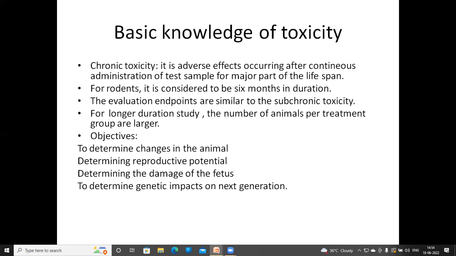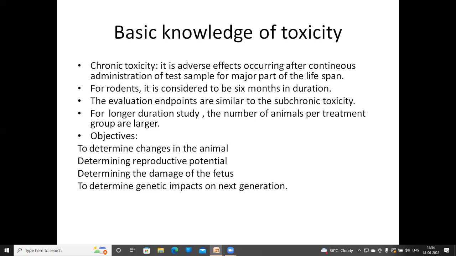The next test is the chronic toxicity test. Chronic means long-lasting. The chronic toxicity test looks at the adverse effect which occurs after continuous administration of the test sample for a major part of the lifespan. For some diseases like HIV and cancer, the drugs should be taken throughout the lifespan, so such drugs can cause chronic toxicity in humans.